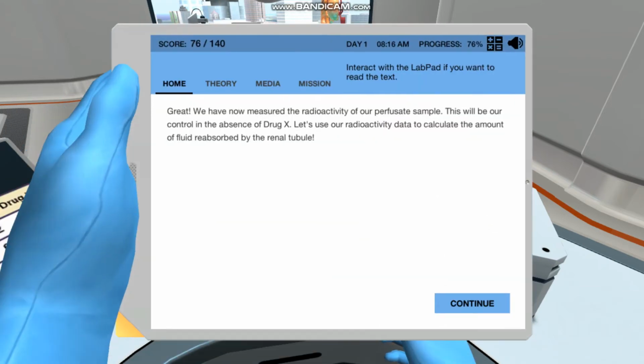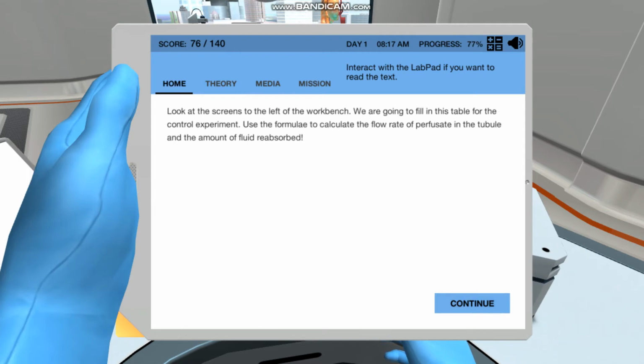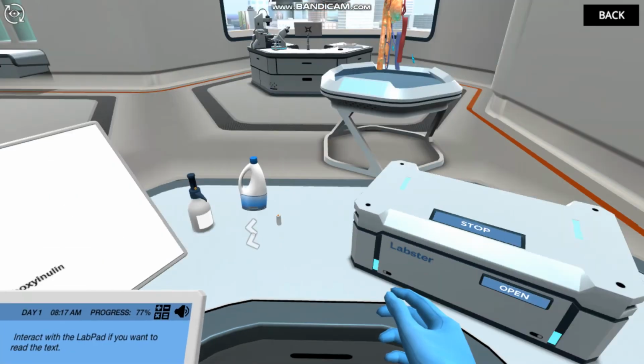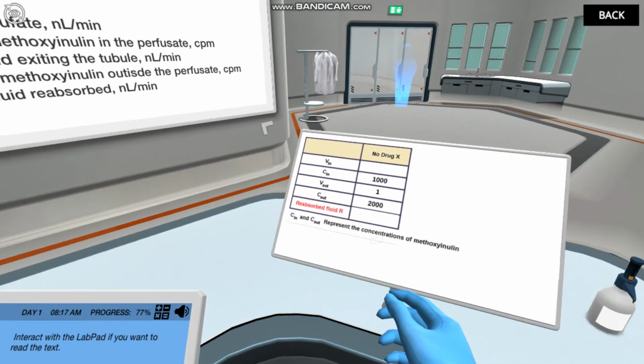Great! We have now measured the radioactivity of our perfluorescate sample. This will be our control in the absence of drug X. Let's use our radioactivity data to calculate the amount of fluid reabsorbed by the renal tubule. Look at the screens to the left of the workbench. We are going to fill in this table for the control experiment.